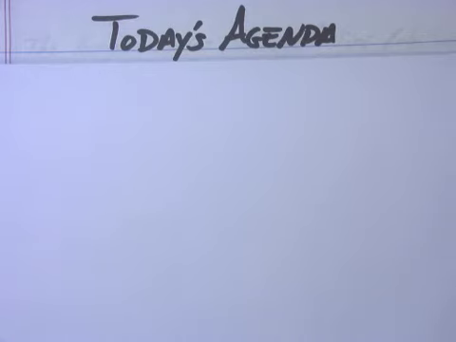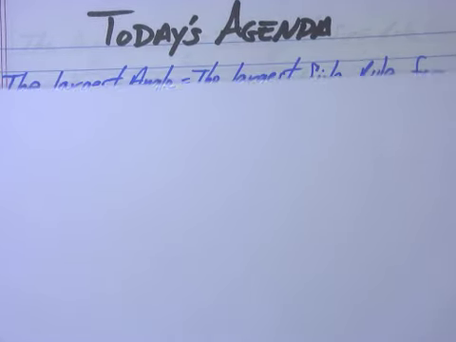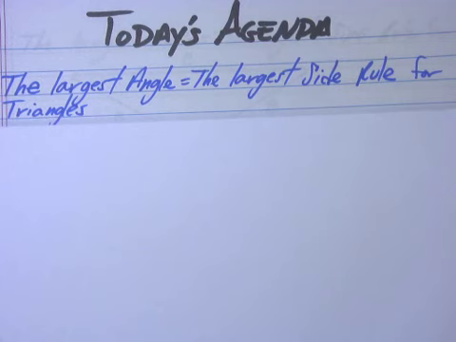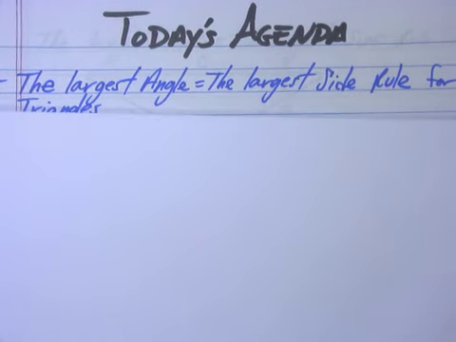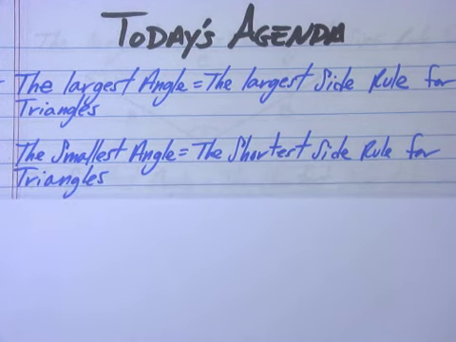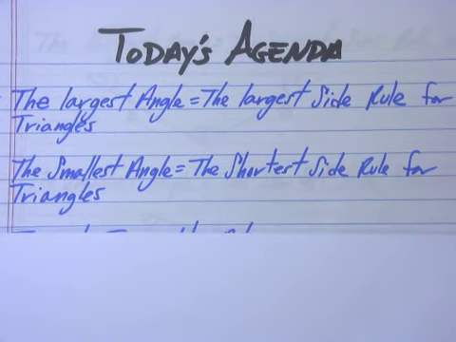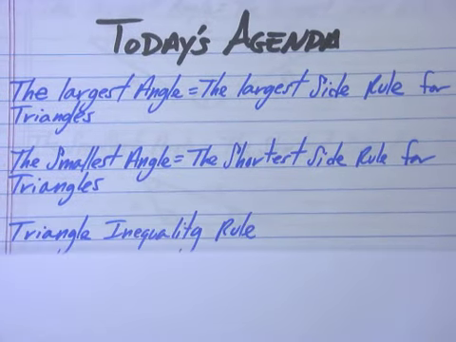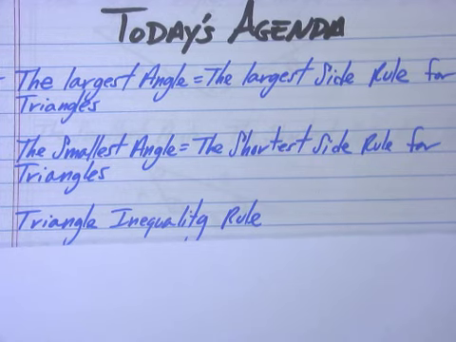Okay, class. So on today's agenda, we're going to continue with more aspects and parts of triangles. We're going to talk about the largest angle equals the largest side rule for triangles. We're also going to discuss the smallest angle equals the shortest side rule for triangles. And then we're going to get into the triangle inequality rule.